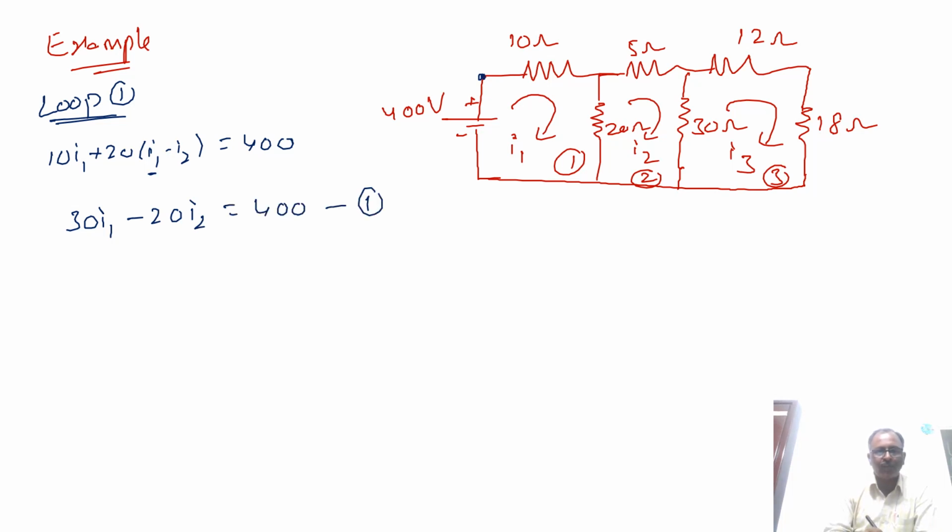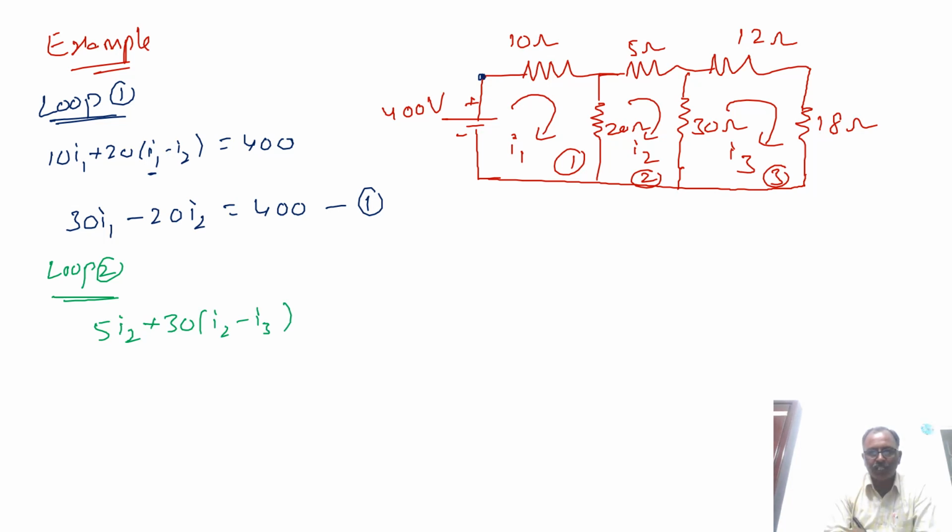This is equation 1. Now for loop 2, 5 ohms resistance, 30 ohms resistance and 20 ohms resistance form loop 2. Here 5 ohms is common to only loop 2, so 5 into I2, and then 30 ohms. 30 is a common resistance for loop 2 and loop 3. In 30 the currents I2 and I3 are flowing. I2 is flowing from top to bottom, I3 is from bottom to top. So the net current is I2 minus I3.